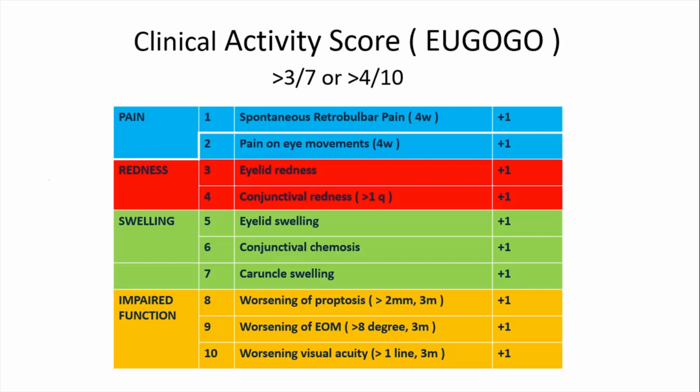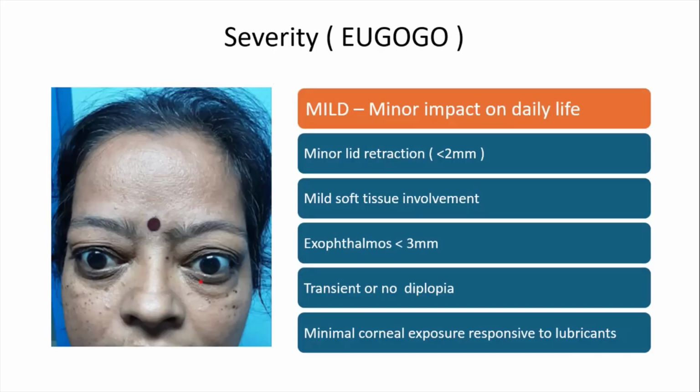So the widely followed clinical activity score by EUGOGO, where initially the two pain substances or those subjective readings, each carry 1 point. As madam said, out of this initial 7 scores, anything more than 3 is considered active. And on the follow-up score, we have another 3 added on. So out of this total 10, anything more than 4 is considered active. So now having graded the activity, we'll go to severity.